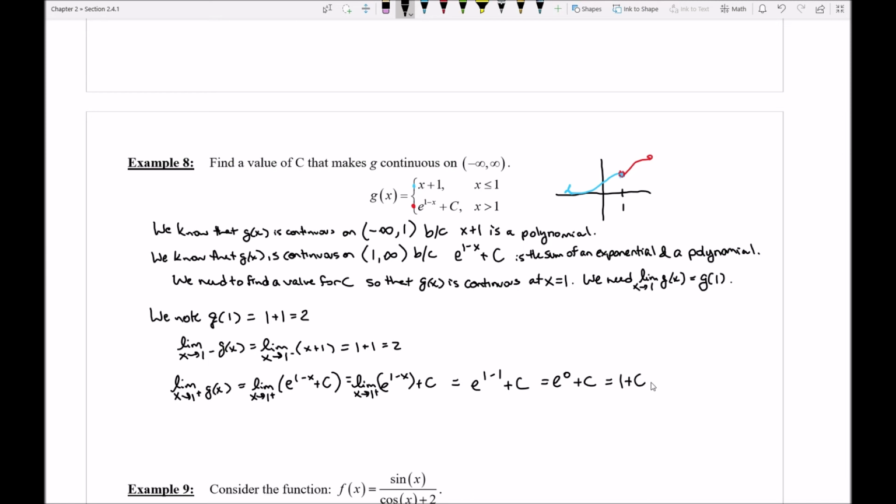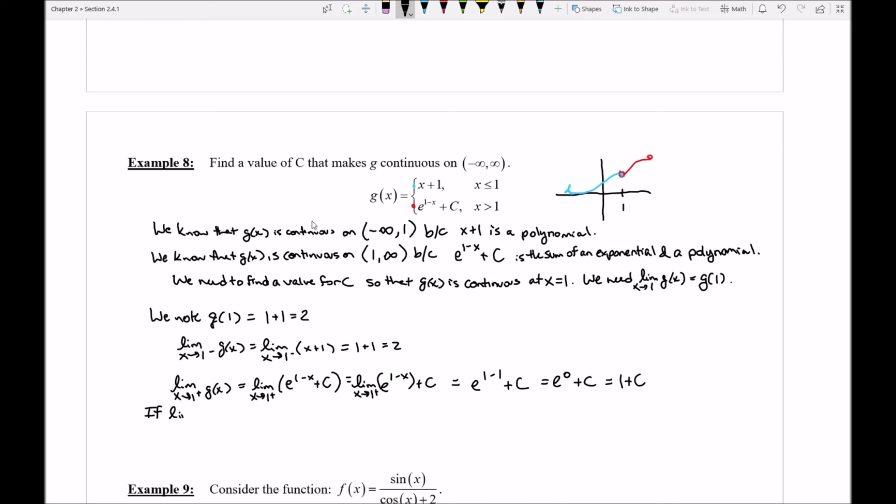Now, here's the issue. I want to make the function g continuous at the value 1. That is, I need the limit and the y value to match. The y value is 2. The limit from the left is 2. What would I need the limit from the right to turn into so the limit can match the y value? Well, I would need it to also be 2. So I could write something like this.